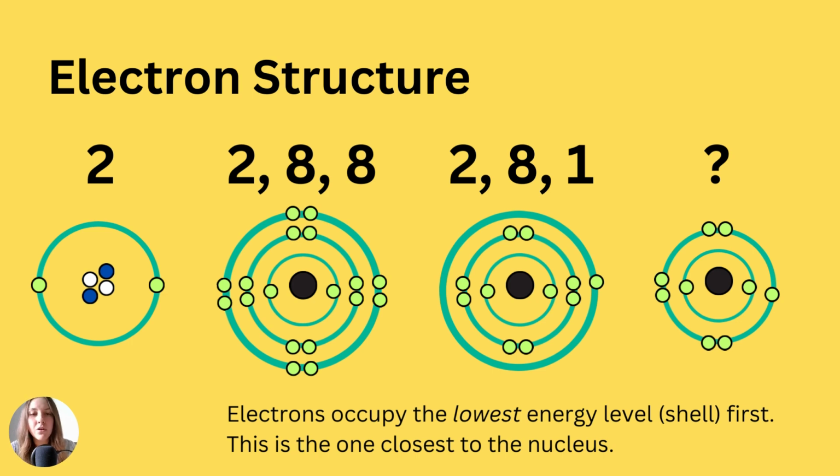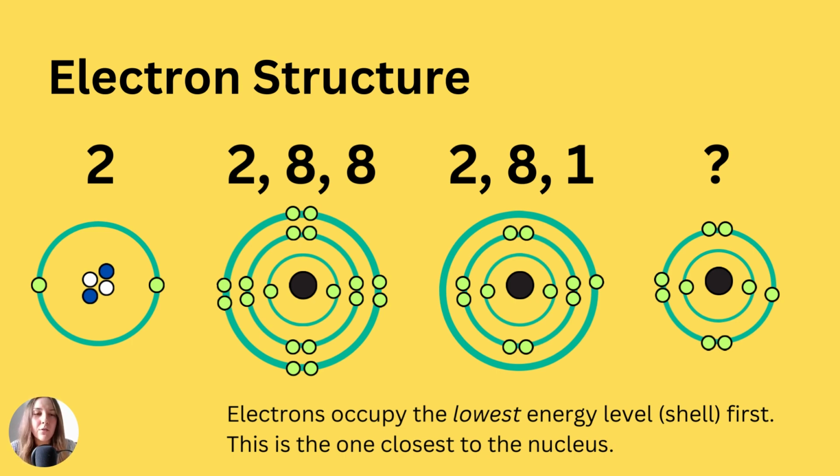But in the case of the third example, you can see that the first shell is full, there's two there. The second shell is also full, there's eight. But the third shell, there's only one electron in there. And that means there's an opportunity for another seven electrons that could fill up that shell.